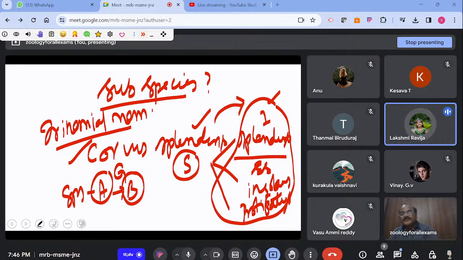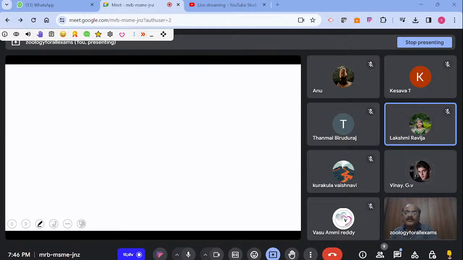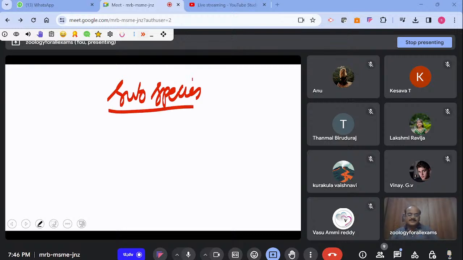Some morphological changes take place. How do you define a subspecies? Species definition we already covered in the chapter. How are you going to define a subspecies, and how do they originate? If you know these two things, you know everything about evolution.